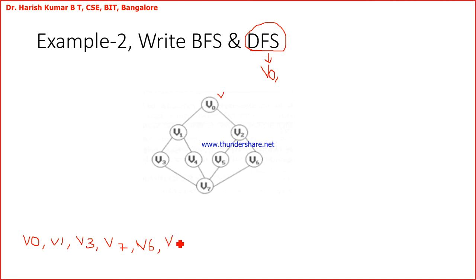Yes, sir. But V3 is in the stack, sir. It's already in the stack, sir. Once again, let me write V2. Okay. Now after V2, the adjacent nodes to V2 are V0 and V5. V0 is already visited, so next will be V5.